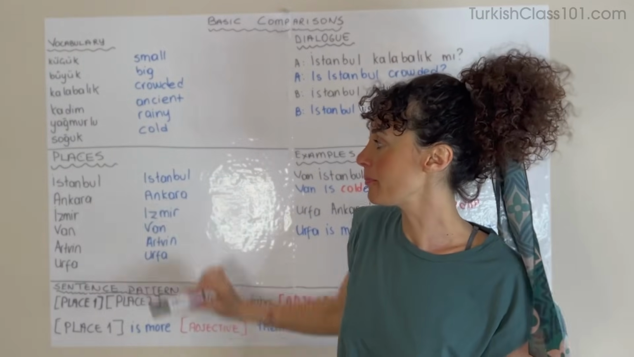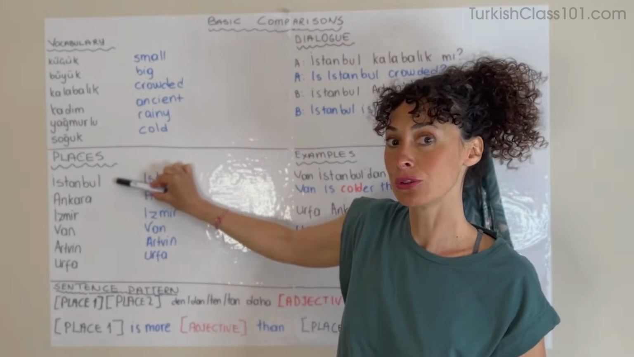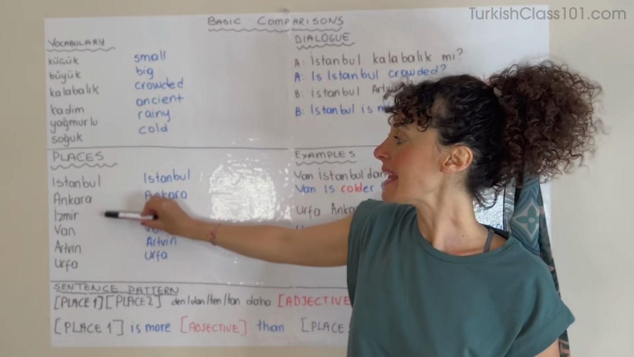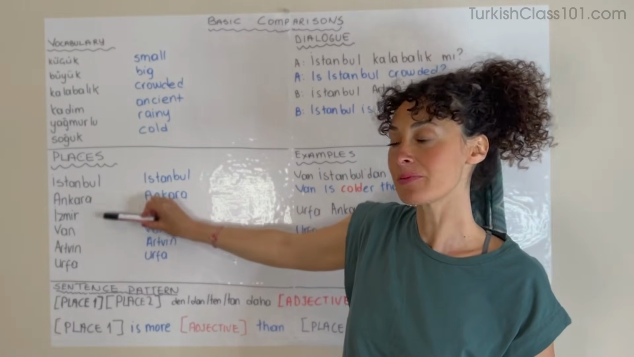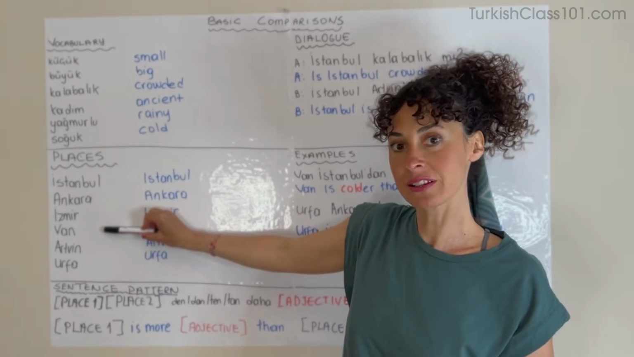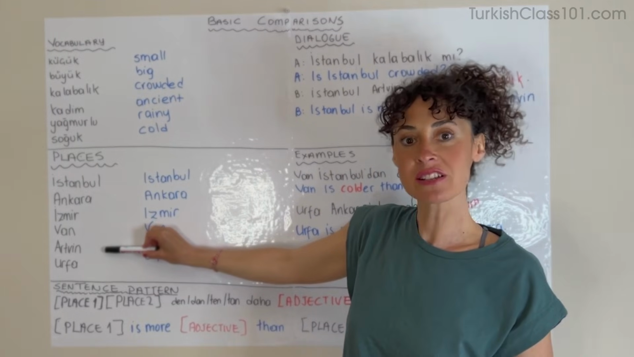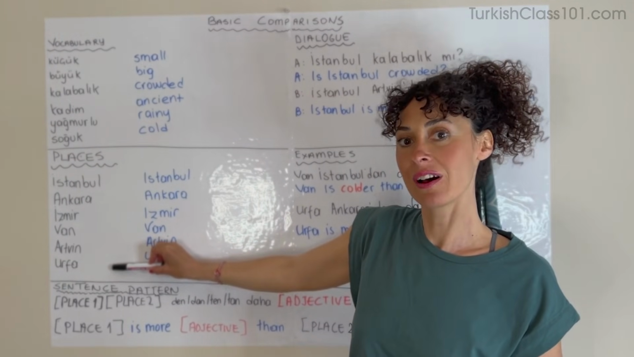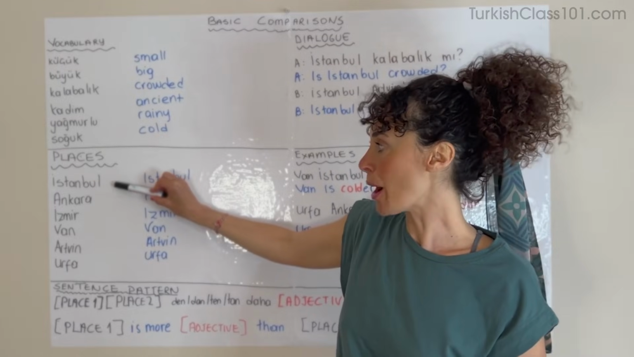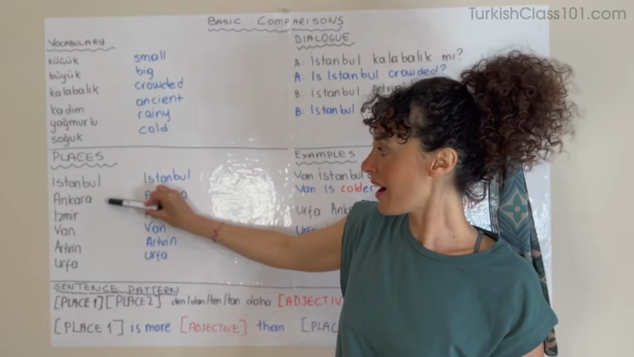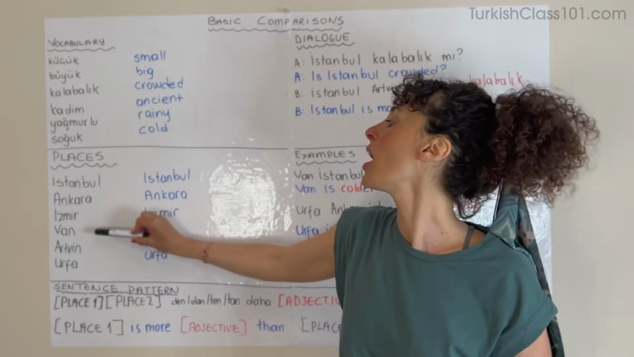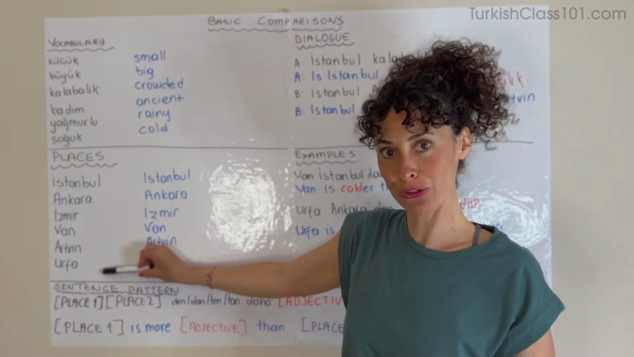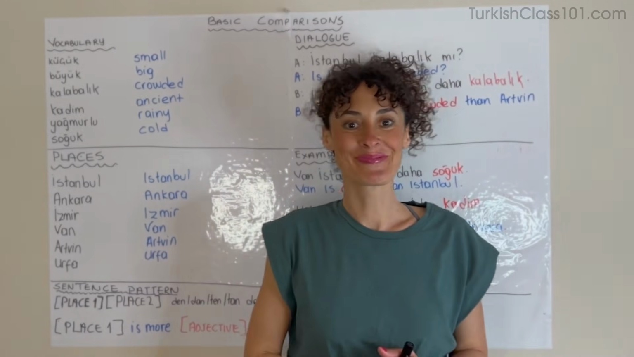Let's go over them. İstanbul, Ankara, İzmir, Van, Artvin, Urfa. Okay?